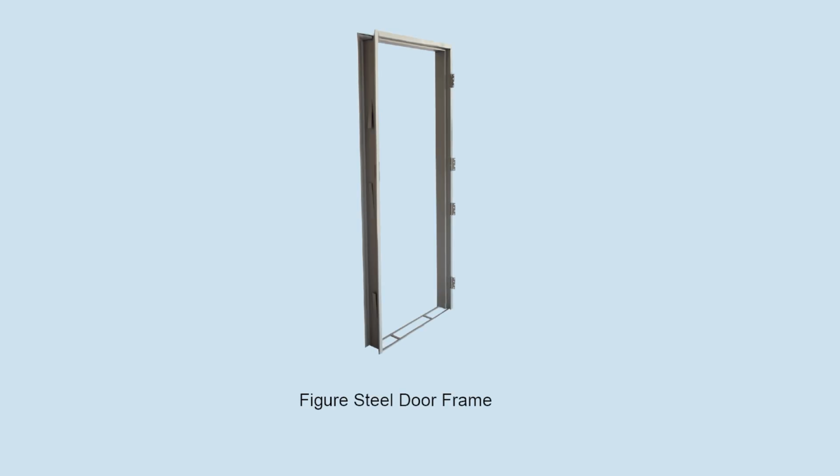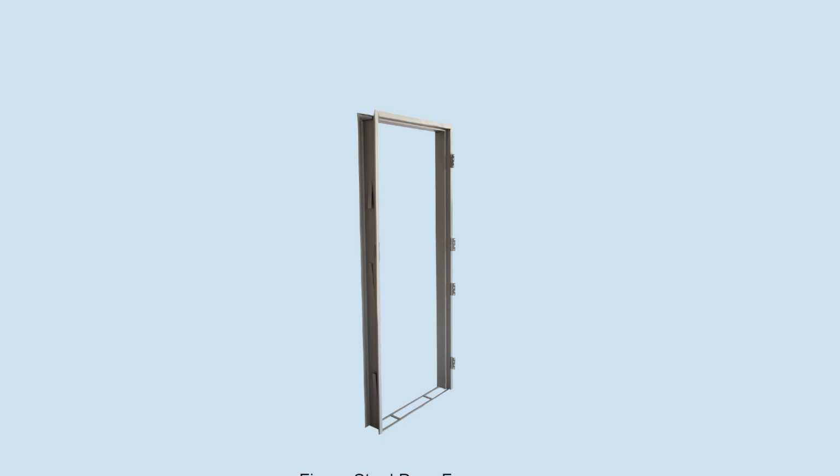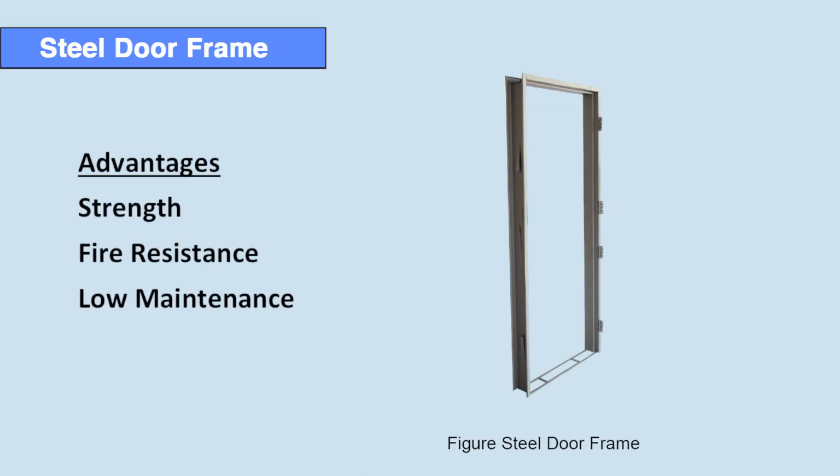Now, the next type of door frame based on material is steel door frame. Steel door frame are known for their strength and durability. They are commonly used in industrial settings, commercial buildings and high traffic areas where robustness is a priority. So, what are advantages of steel door frame? The first advantage is strength.